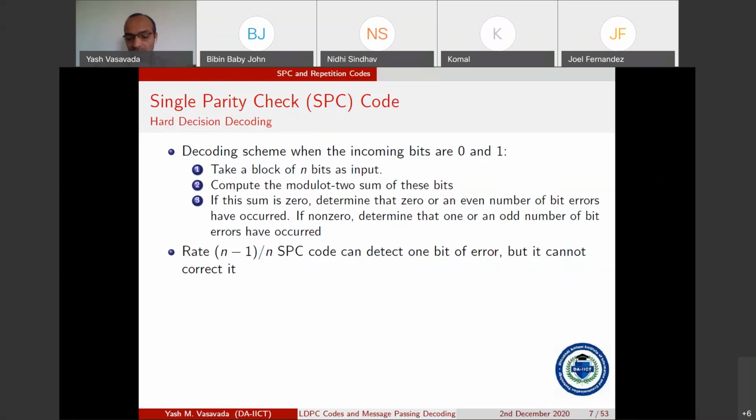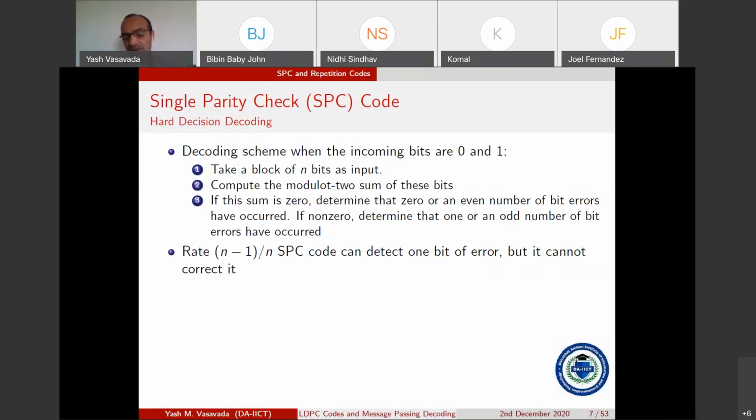Now, it can be that 2 bits are in error, or 4 bits have been flipped, or 6 bits have been flipped. When some even number of bits have been flipped, when you add the bits up, you may still end up getting S1 to be 0.